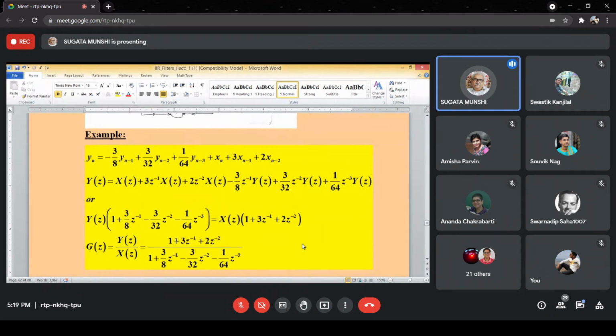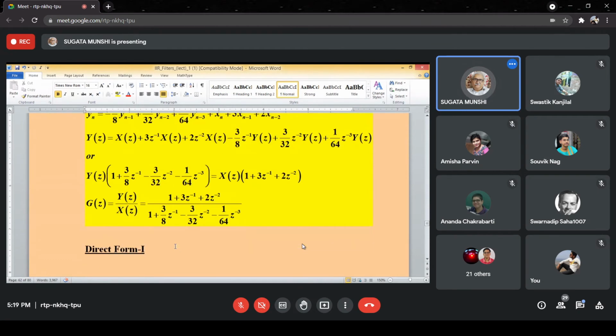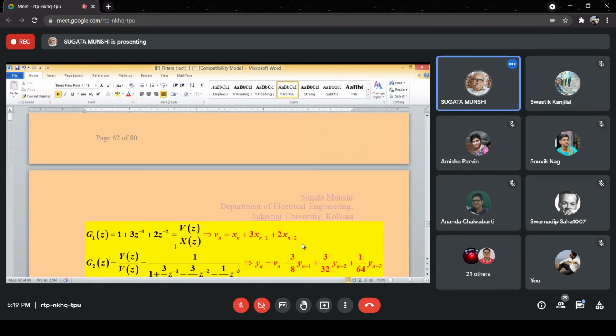In the numerator, you have this polynomial 1 plus 3z to the power minus 1 plus 2z to the power minus 2, and in the denominator, you have this one: 1 plus 3 by 8 z to the power minus 1 minus 3 by 32 z to the power minus 2 minus 1 by 64 z to the power minus 3. I think that the signs are all right. 3 by 8 becomes positive. This is negative. This is negative.